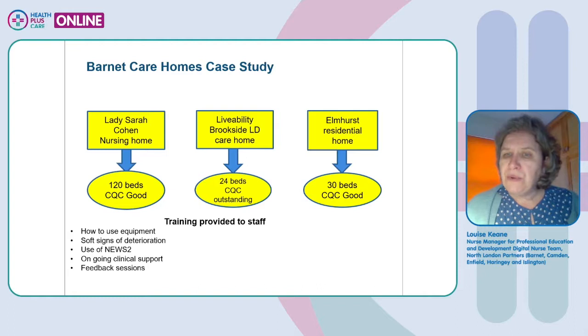With the support of UCLP, we gave an introduction to the equipment for Wazan. We supported them with the early soft signs of deterioration. In Barnet they had previously rolled out Significant 7, so two of these homes had already had training in that, which proved very helpful. We showed them how to use the News 2 score, what it meant and when to escalate. We gave them ongoing clinical support, offering weekly phone calls, and we would come to the homes if they needed support. Most of the support was around respirations and staff understanding how to do respirations.